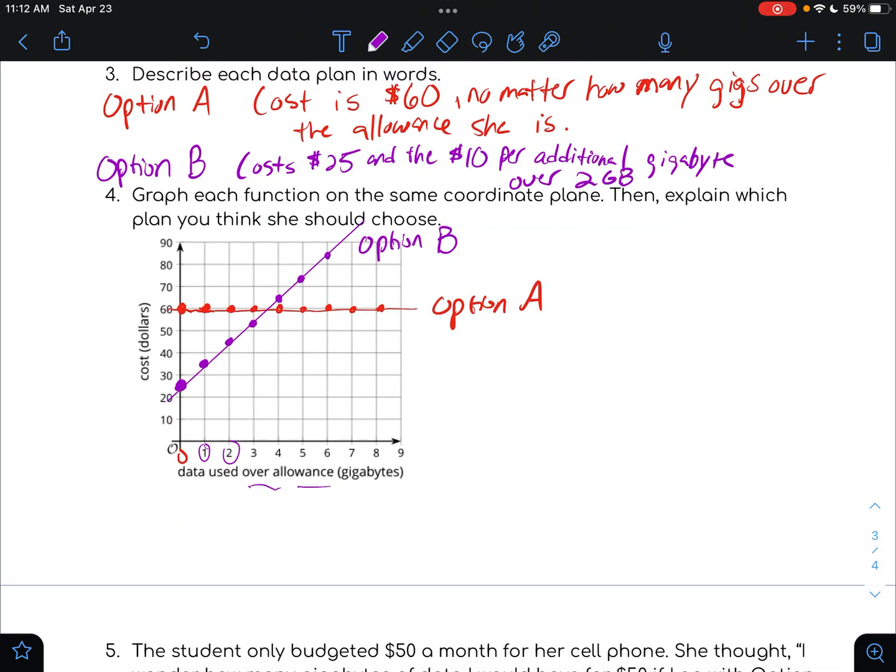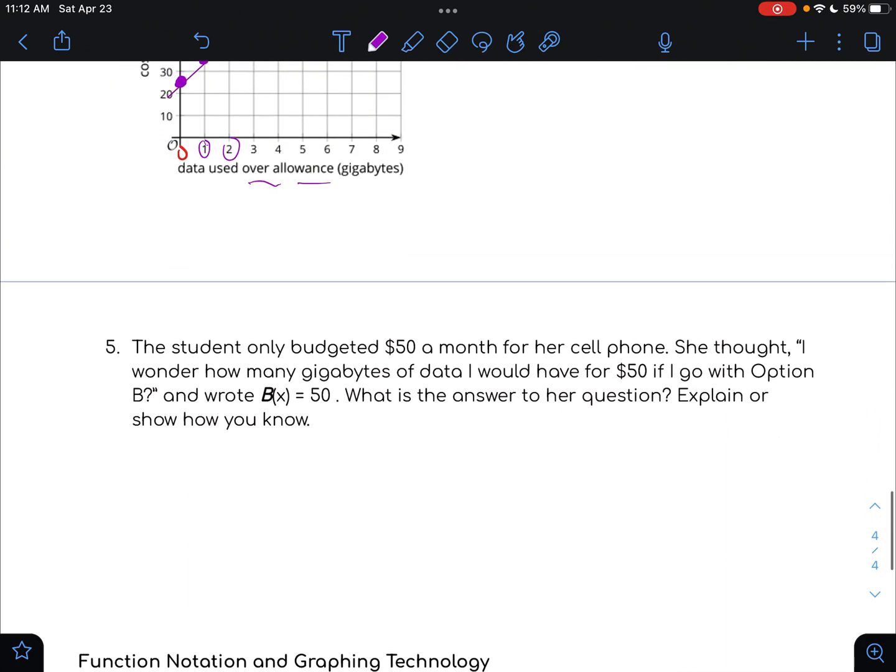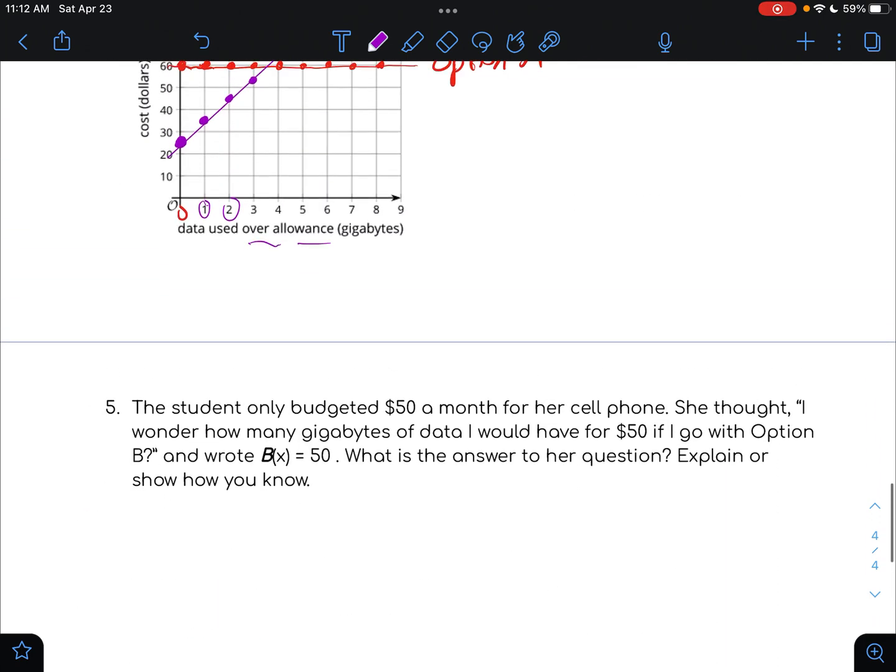So those are the 2 options. Now we can start to see that visually. And I'm going to go on to the next question here since it relates back to this. So the student has only budgeted $50 a month for her cell phone. She thought, I wonder how many gigabytes of data I would have for $50 if I go with option B, and wrote B of x equals 50. What is the answer to her question?